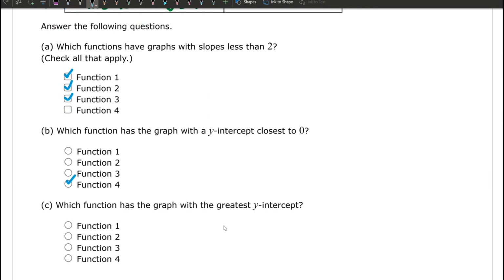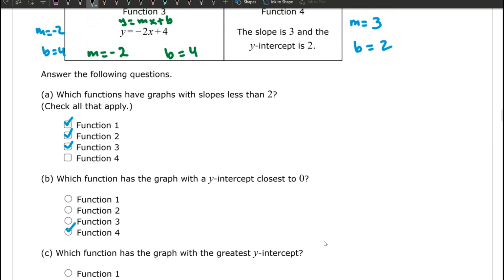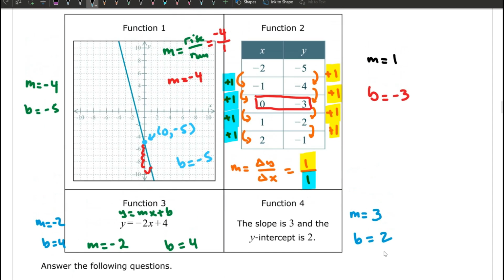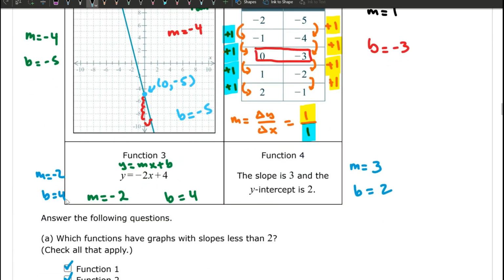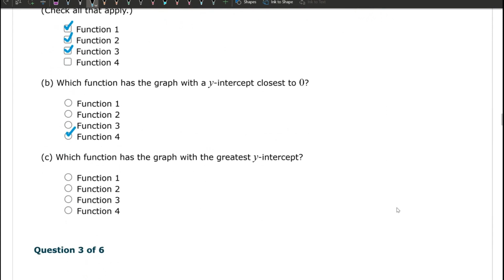Which function has the graph with the greatest y-intercept? So who has the biggest b here? Function 3, b of 4 is the greatest y-intercept of these 4. Okay, so function 3. And that's it.